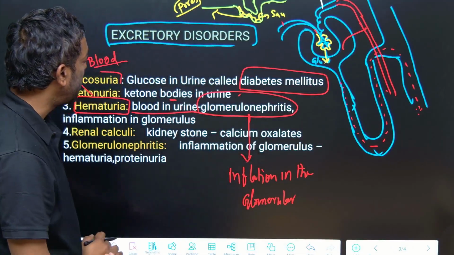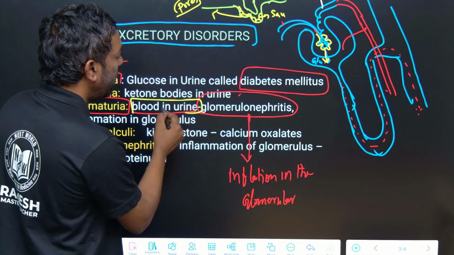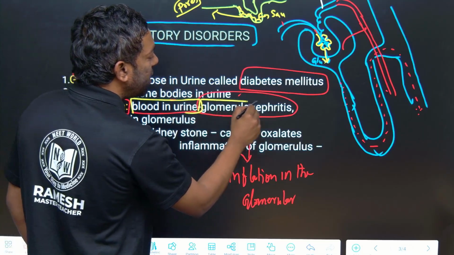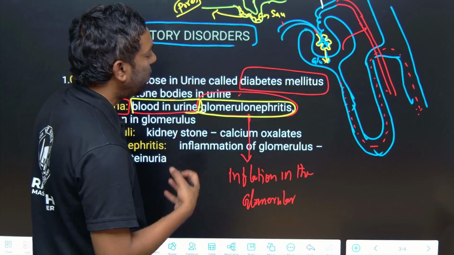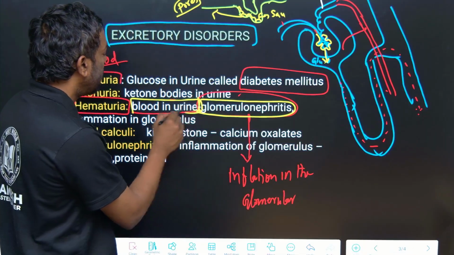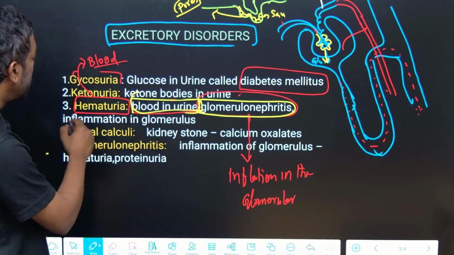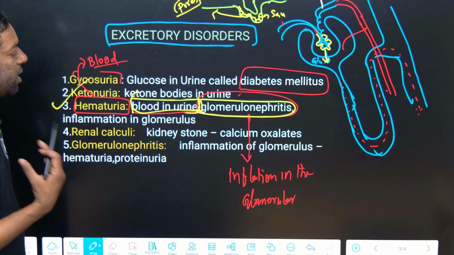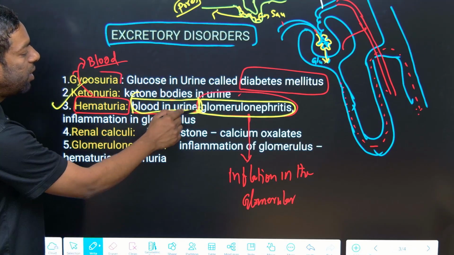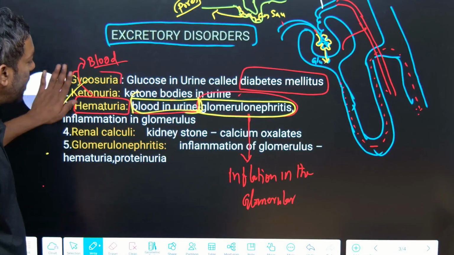That leads to the blood in the urine, called the inflammation in the glomerular. We can call it glomerulonephritis, that is the urine has blood, that is hematuria. The blood in the urine is called hematuria.